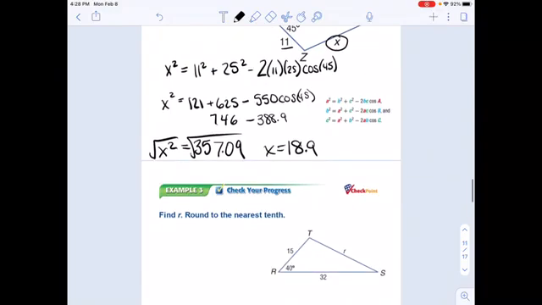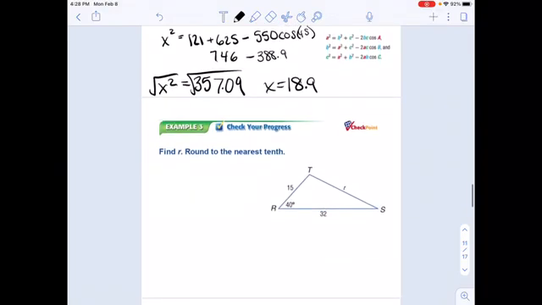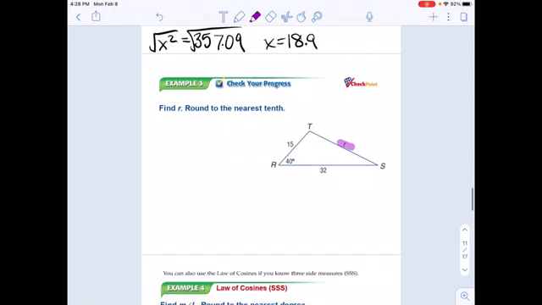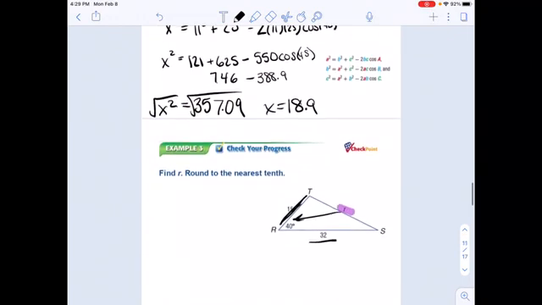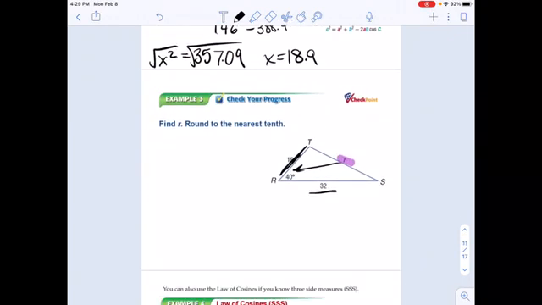All right, let's do another one. So we have find r, round to the nearest tenth. So we're finding this side length. Notice we have the angle across from it, and we have the two sides. It's kind of like a side angle side. You'll see that up here, law of cosines, side angle side. We need to set up our formula. So we know that the side length opposite of the angle given is the squared one, the one that it equals, I should say.